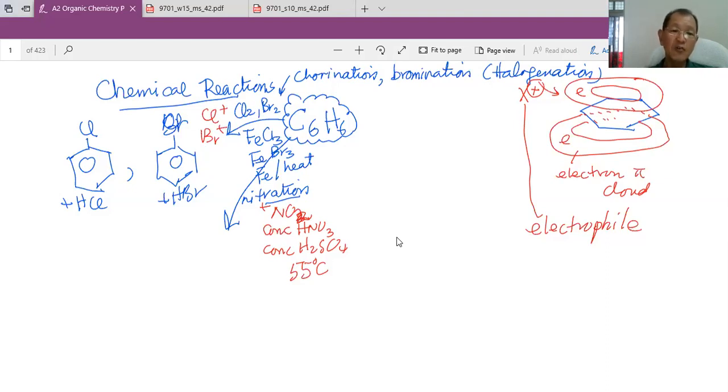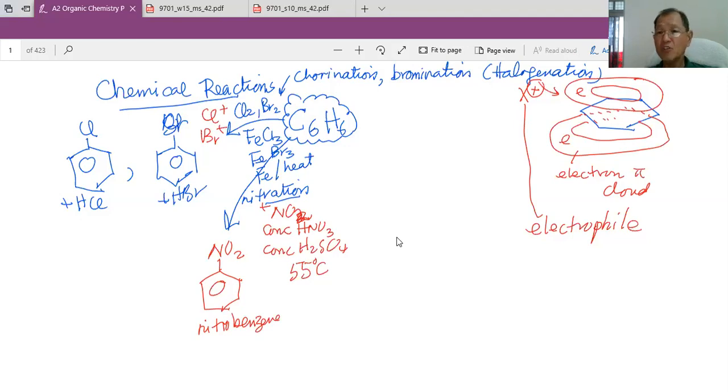Of course, here you get your nitrobenzene. And from here you can get your TNT, nitrotoluene. Now this is called nitrobenzene. So these are the 2 substitutions.